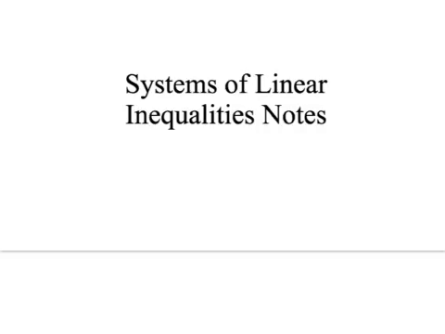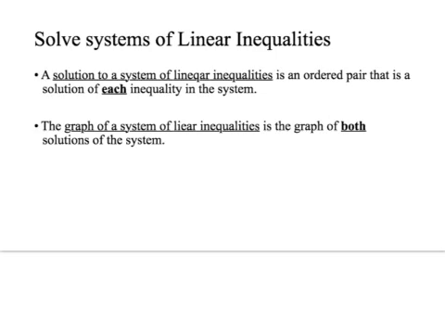Alright, this is the system of linear inequalities notes. A solution to a system of linear inequalities is an ordered pair that is a solution to each inequality in the system. Usually you'll just solve two inequalities, but you can solve 3, 4, 5 of them. And it has to be an answer to both, or all three, or all four, however many inequalities you're solving for.